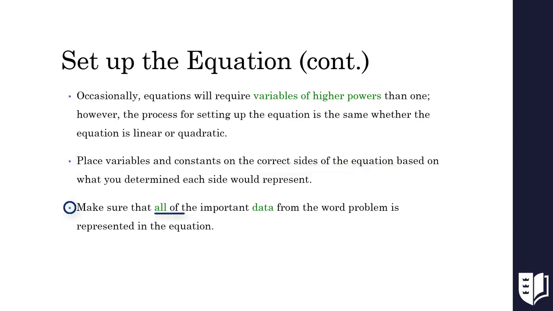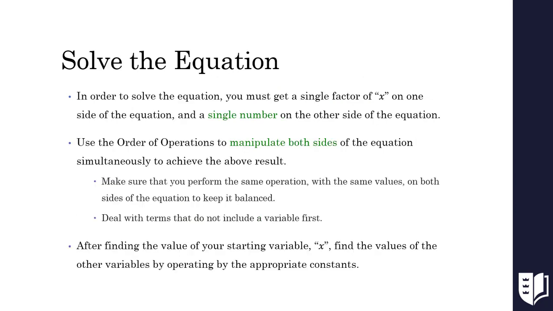Once we have arranged all of our information, we should check to make sure it lines up with what's in the word problem and what we wrote down. The next step to answering our word problem is to solve the equation. This means we need to isolate our variable on one side of the equation and have a single number on the other side of the equation.